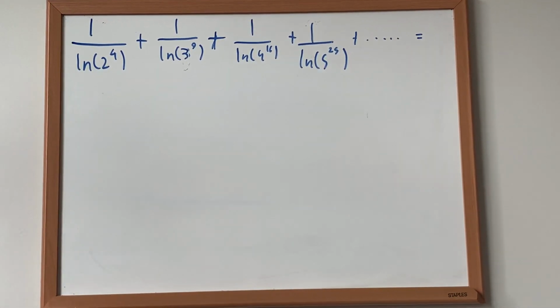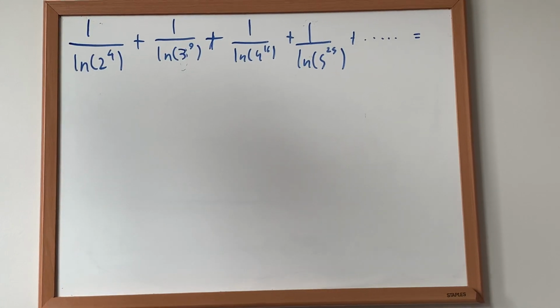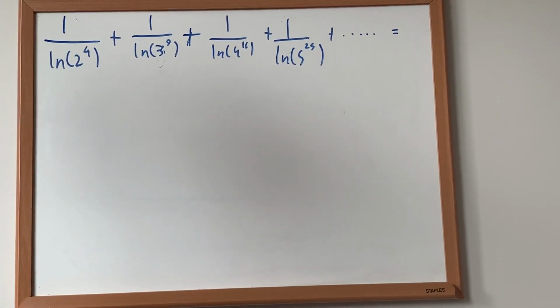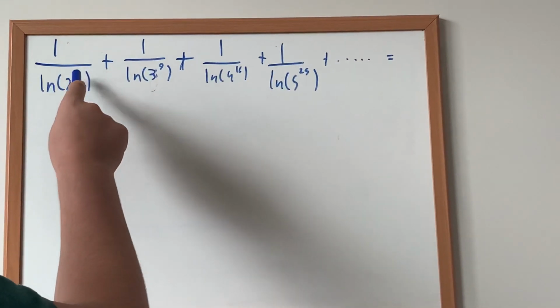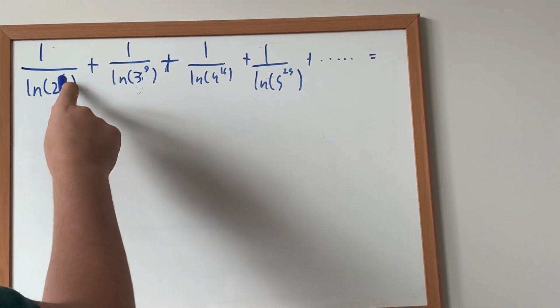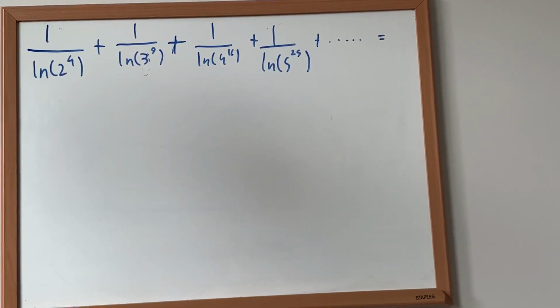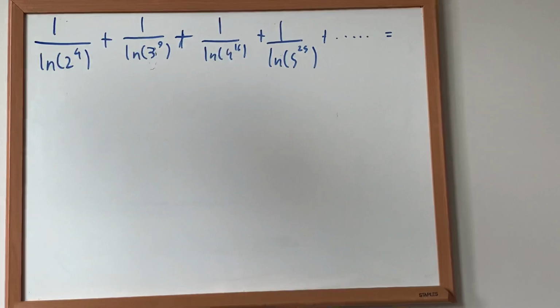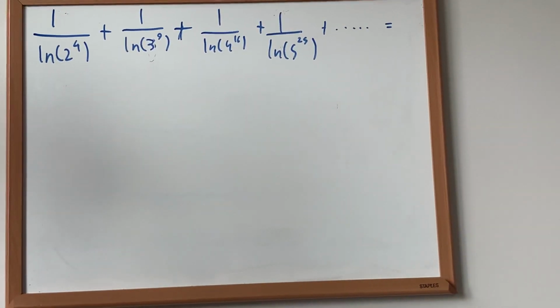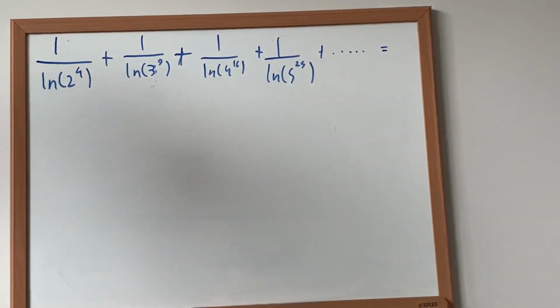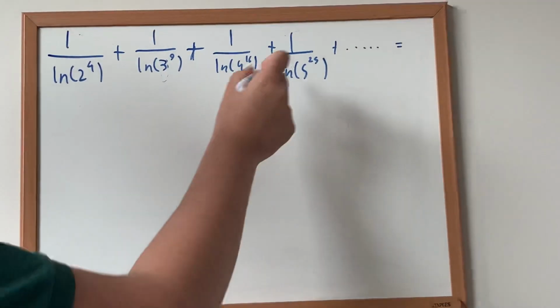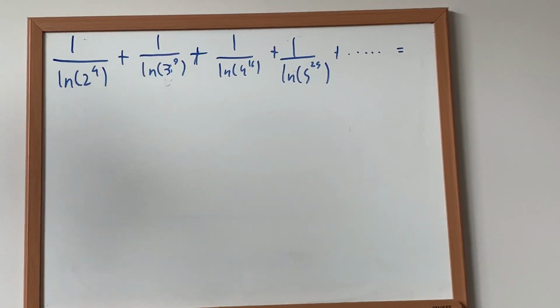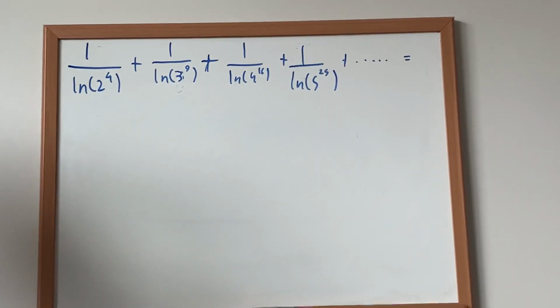So if we see, using the properties of natural logs and logarithms, we can bring out the power. So we can write this as 4 times natural log of 2. And also we can write this as 9 times the natural log of 3. This one as 16 times natural log of 4. And this one as 25 times natural log of 5.